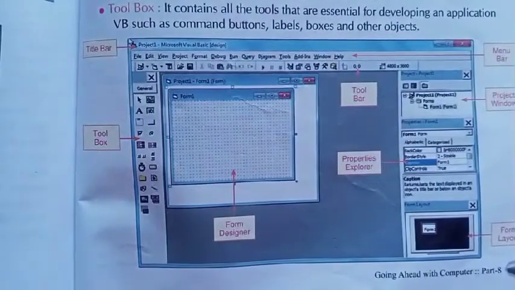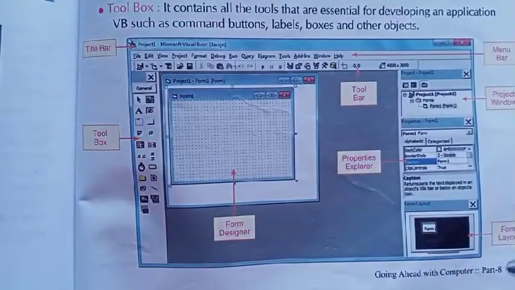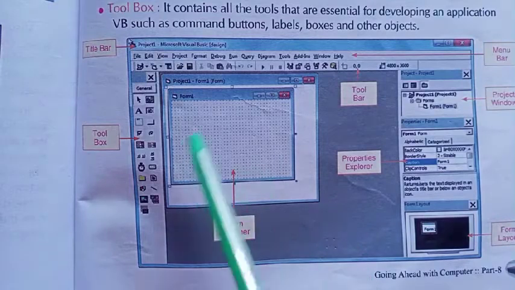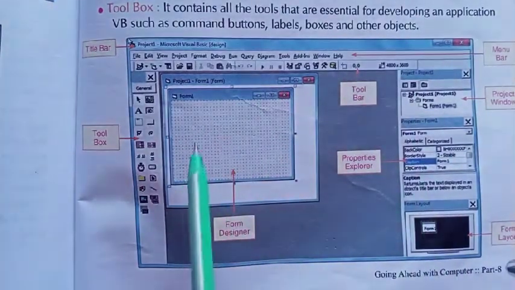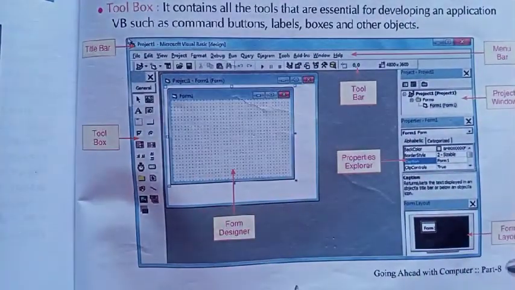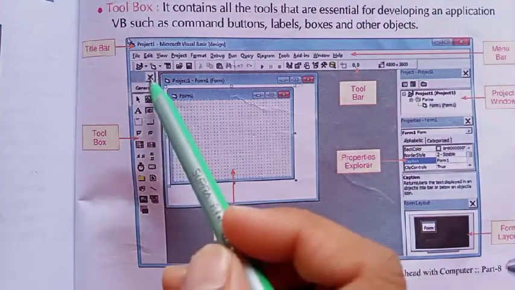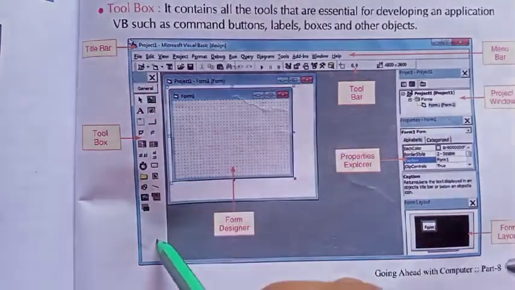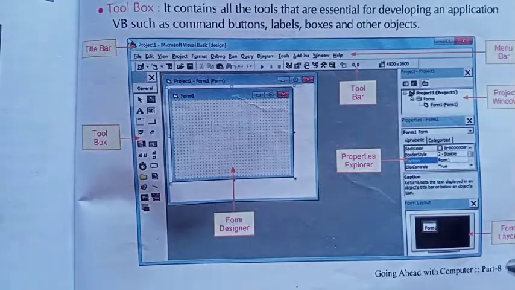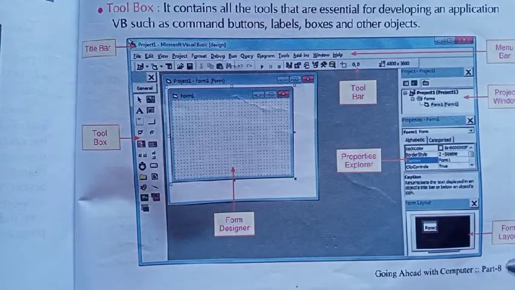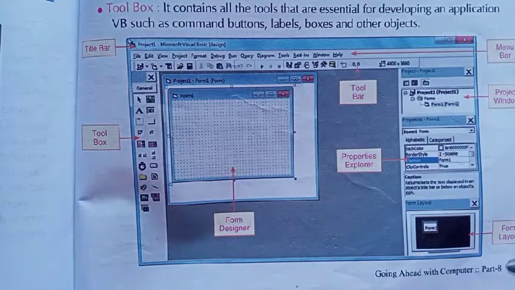Hello students, continuing with the Visual Basic introduction. Last time we discussed this window of Visual Basic, and in this window we discussed one of the parts, that was the toolbox. So today we are going to look at this toolbox closely and try to understand what these different tools are used for, what is their function.